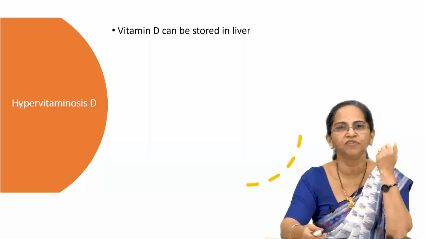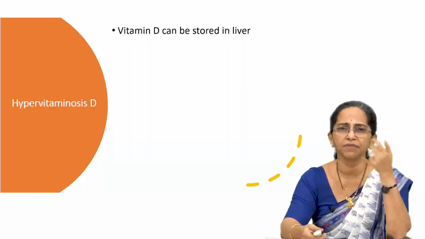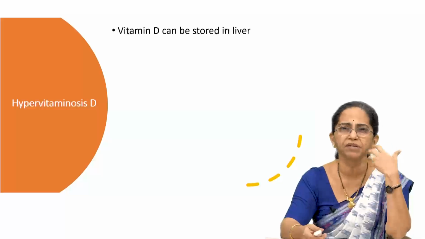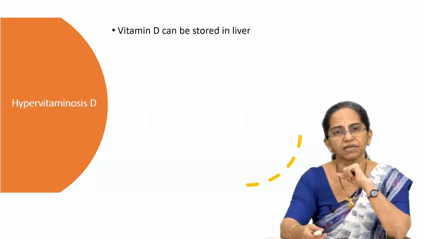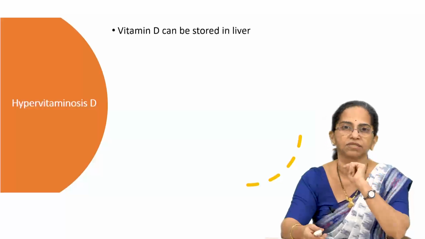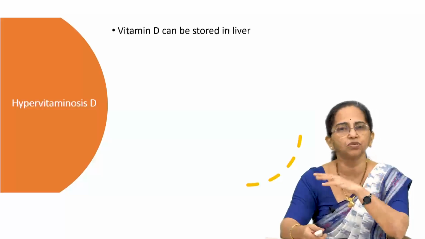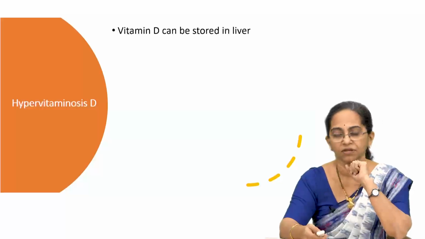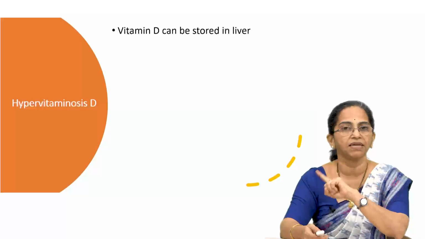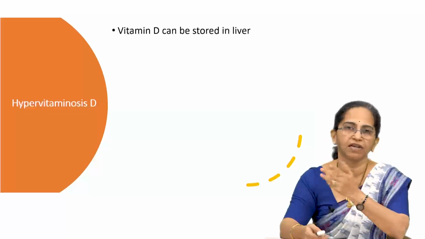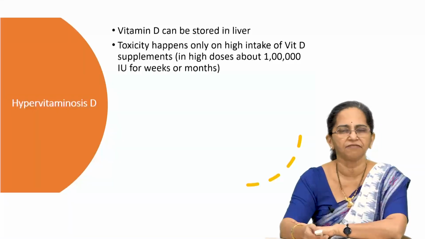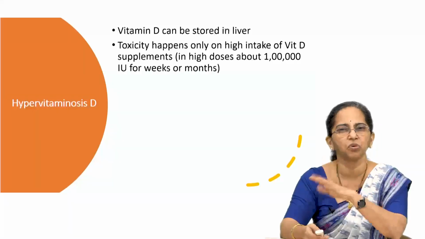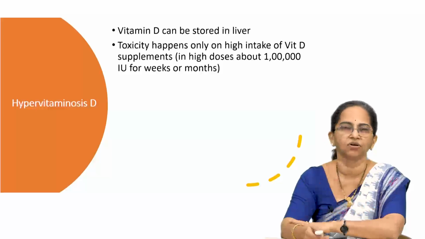So, if you consume vitamin D excessively, this happens in people who go on taking vitamin D supplements without monitoring the blood vitamin D levels. That time there can be toxicity, which is dangerous because there is too much accumulation in the liver. So, remember always, vitamin D can be stored in liver. Definitely there can be toxicity symptoms if you take very high levels of vitamin D every day for weeks and months. You go on taking vitamin D, it's not good.